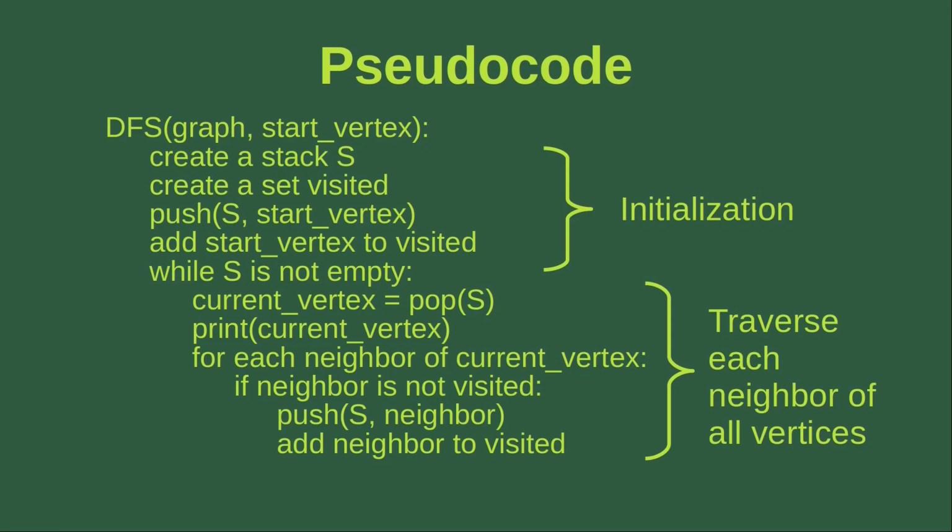We pop the stack and make the popped element become the current vertex, and then I print out the current vertex to indicate the order of our traversal. And then for each neighbor of the current vertex, if the neighbor is not yet visited, I push it to the stack and I add the neighbor to the visited set. So the idea is to traverse each of the neighbors of all the vertices.